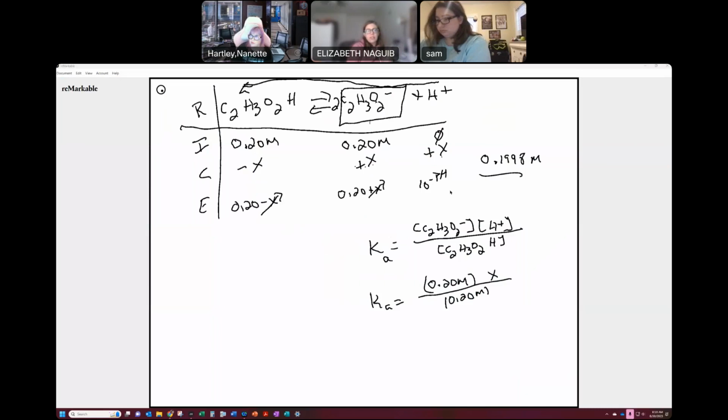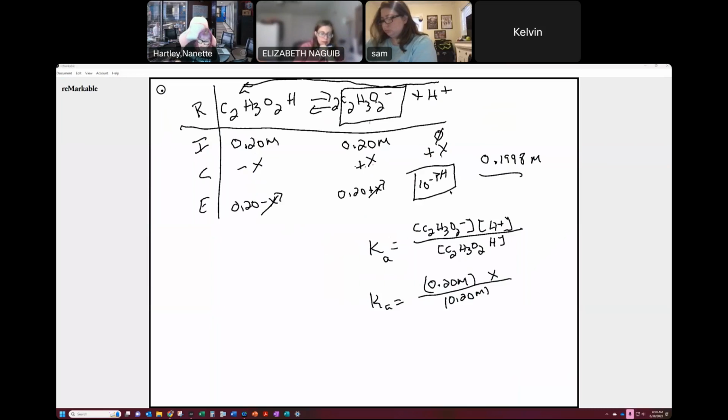I understand that, but I don't understand how we find the value of x. So we have a pH for that solution. So we take 10 to the negative pH. That's equal to the H plus concentration.